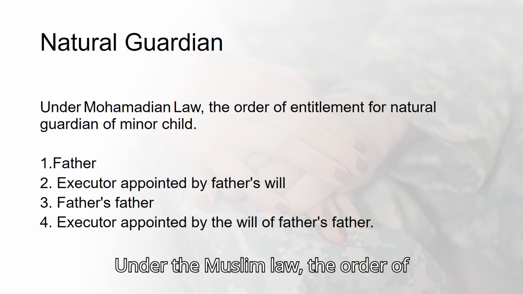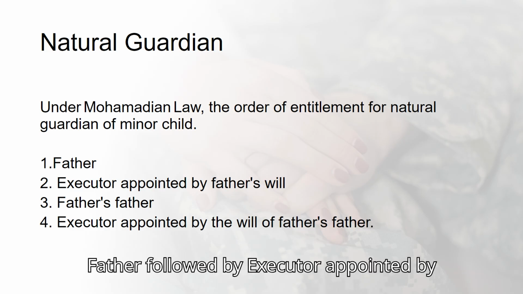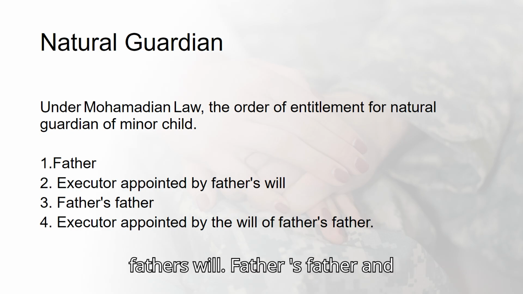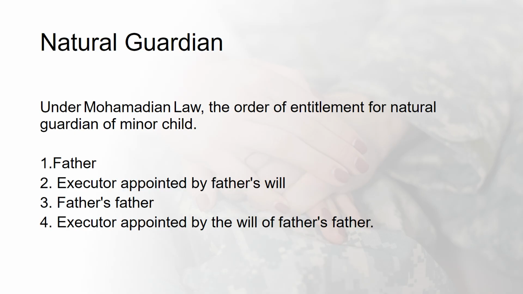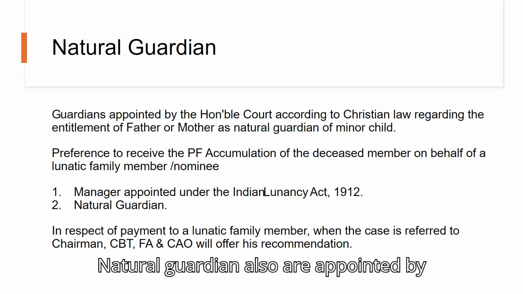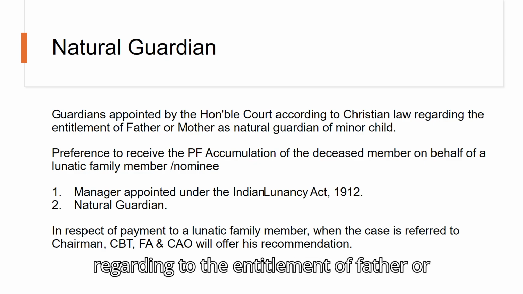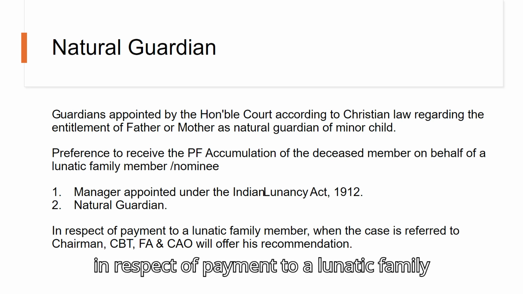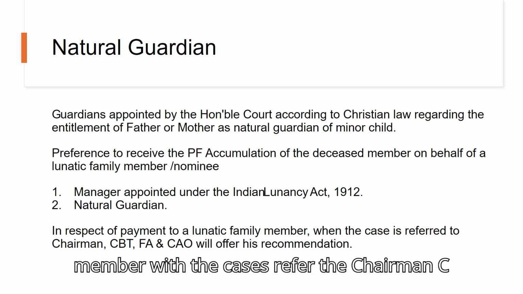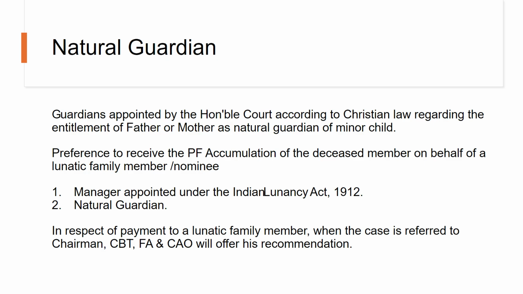Under Muslim law, the order of natural guardian is as follows: father, followed by the executor appointed by the father's will, the father's father, and followed by the executor appointed by the will of the father's father. Natural guardians are also appointed by court. According to Christian law, regarding the entitlement of father or mother, with natural guardian preference, in respect of payment to a lunatic family member, with the cases referred to the Chairman CBT, FACO will offer his recommendation.